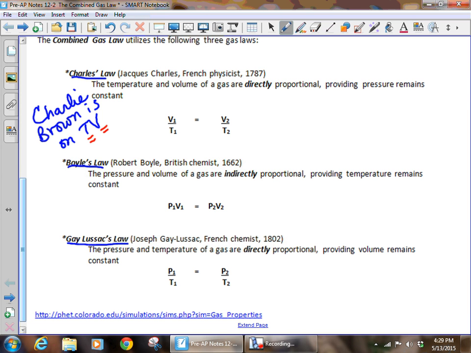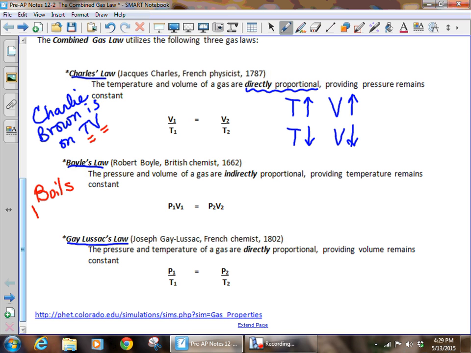And this is a direct relationship. We say they're directly proportional because when the temperature goes up on a system, the volume goes up with that gas. If the temperature goes down, so does the volume. They're directly related because what one does, so does the other. A direct relationship.